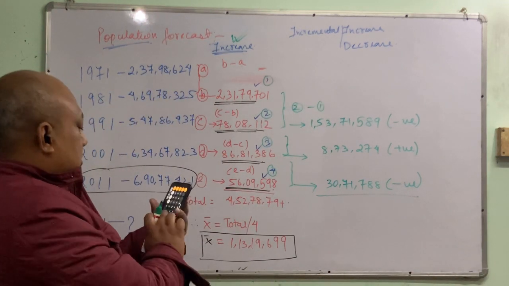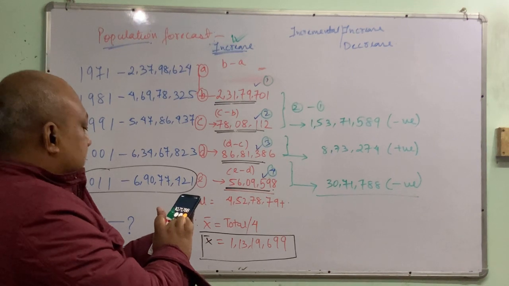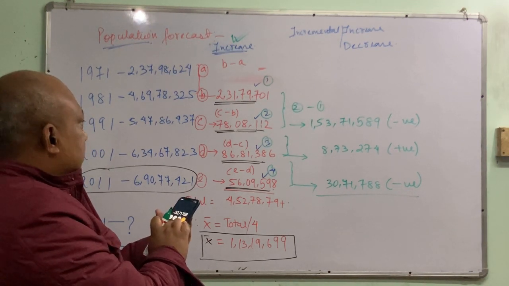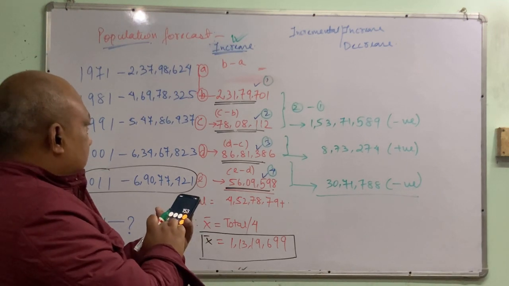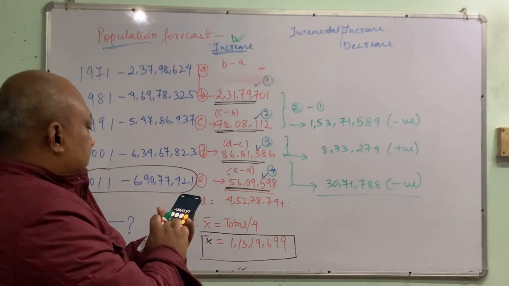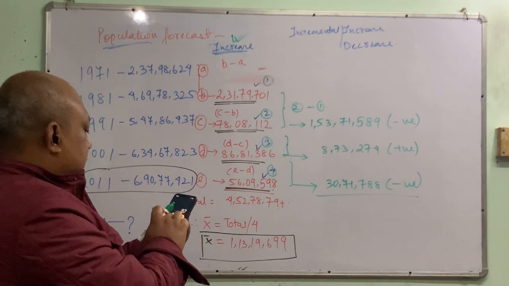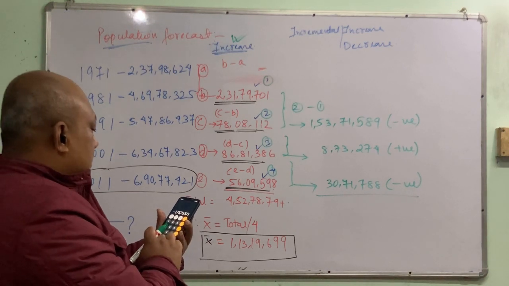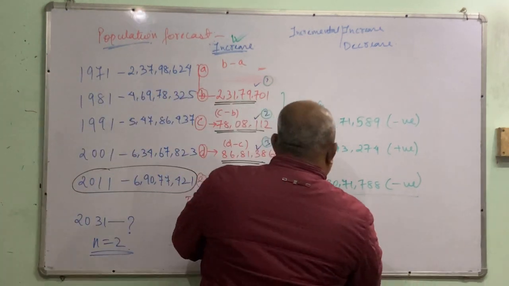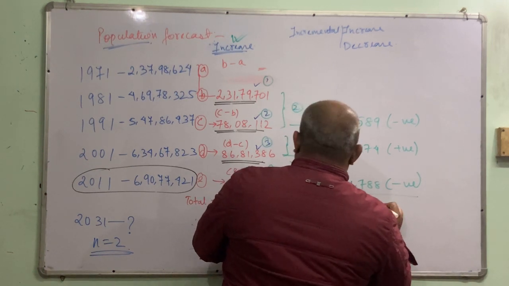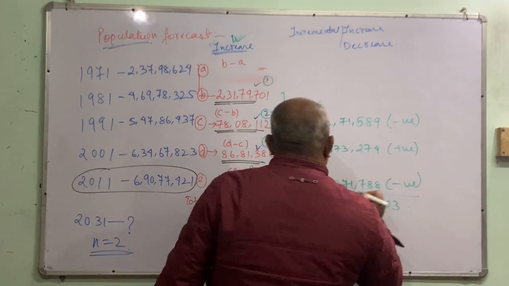3. Okay. So this is negative, minus 153,71,589 plus 873,274. It is minus 175,70,103. Okay.